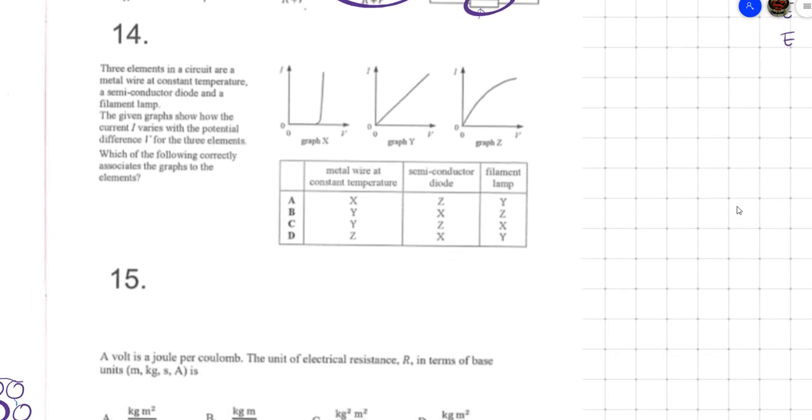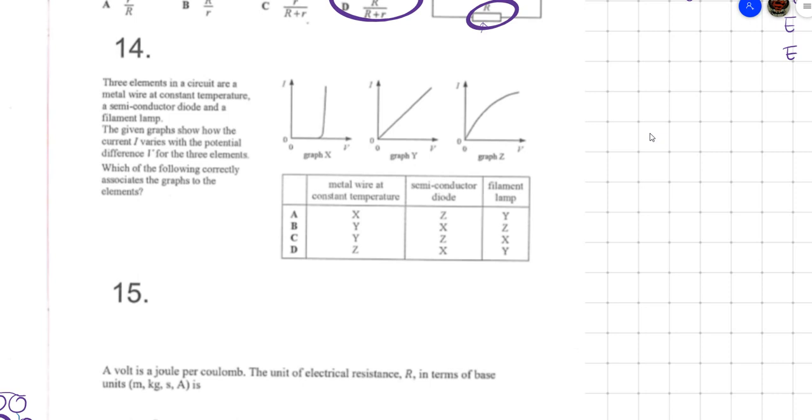Okay. Now this one's basic property. So this is for a resistor. Remember, voltage is directly proportional to current. This one is for a lamp, because you can see that as voltage increases, current increases. However, the lamp gets hot. As the lamp gets hot, the resistance increases. That's why the current plateaus. And this is a diode in this case. So 14 is straightforward.